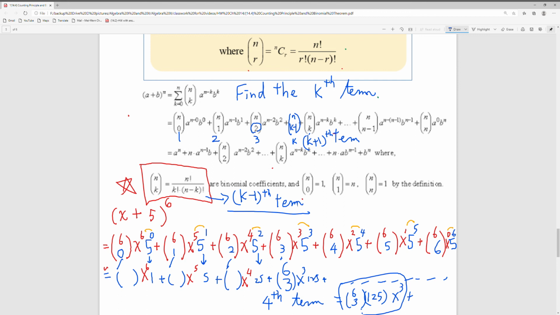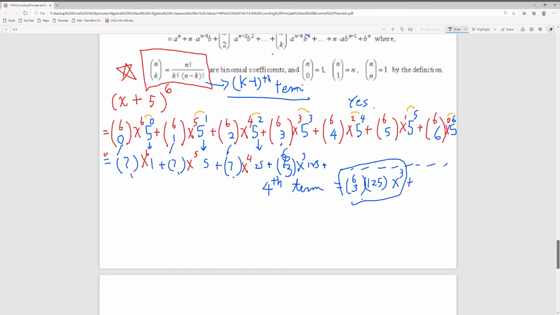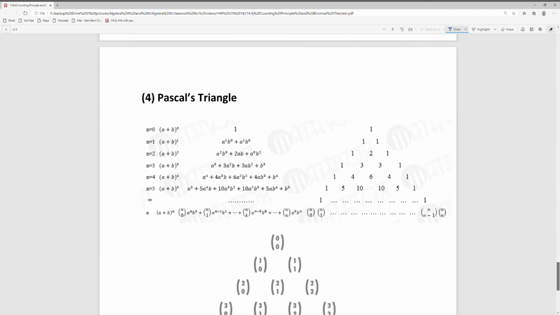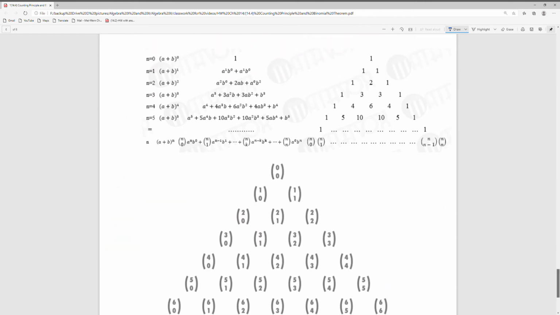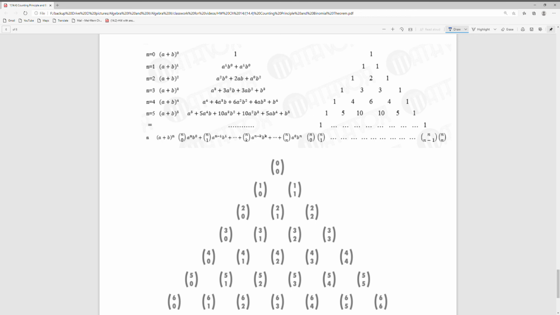Now, again, I'm going to go to the next page and show you, do I have a shortcut to fill in the coefficient here? Yes, there's a shortcut. Let's keep going to the next page. We have Pascal's triangle. Pascal's triangle gives you all the possible coefficients. So when you have 0 degree, everything is 1.